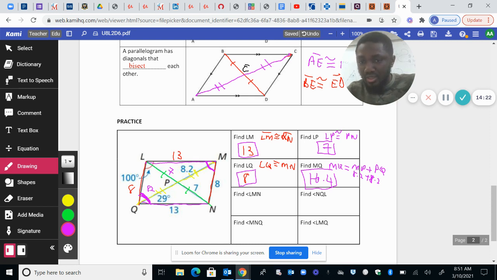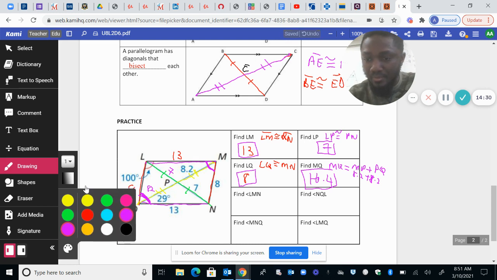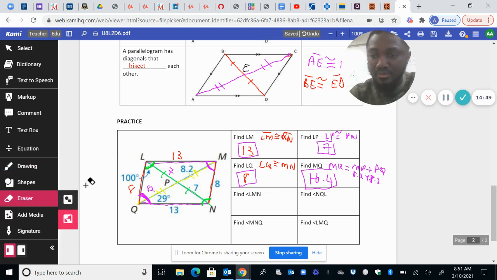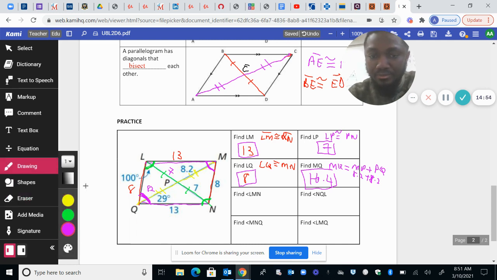But the next thing we know is that angle L here, I'm going to put it in another color, is congruent to angle N. And we also know that angle L plus angle M. Let me clear this because the space is too small. They're in purple, so I'm going to do it in purple. Angle L plus angle M add up to 180.